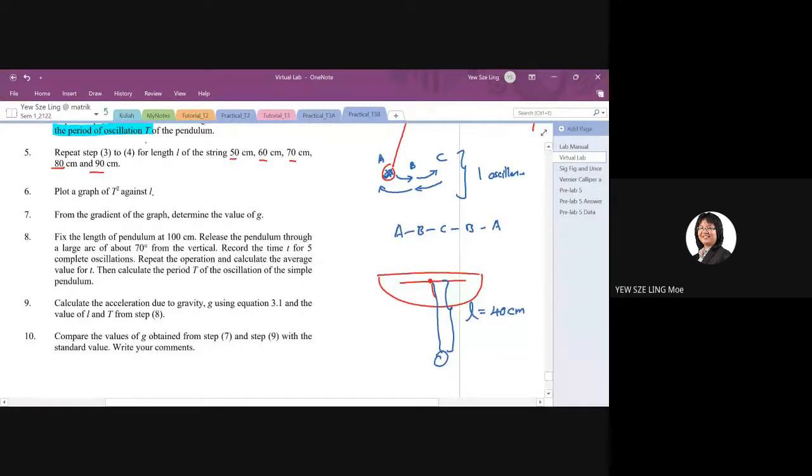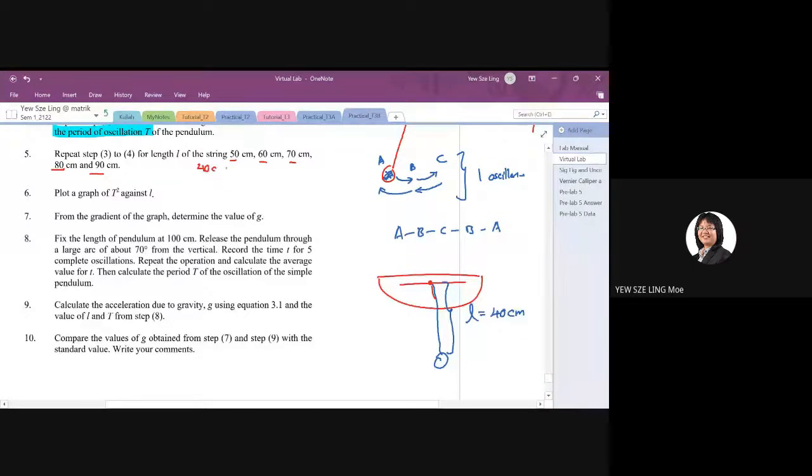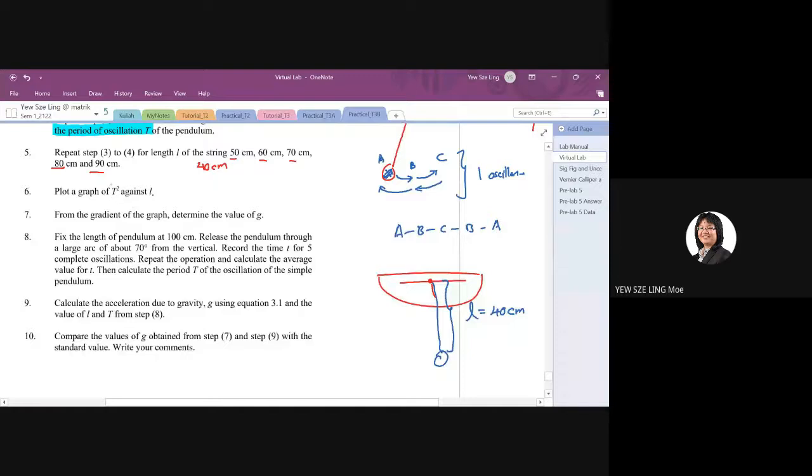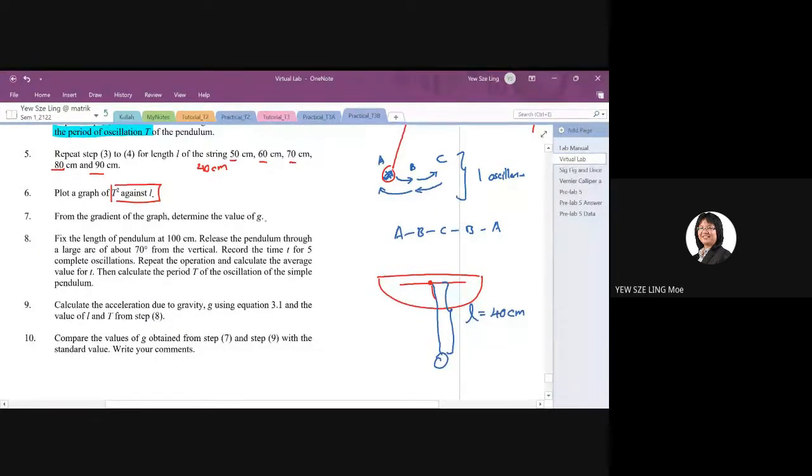So repeat steps 3 and 4 to get readings, the T for 50, 60, 70, 80, and 90. So altogether, you have 6 sets of readings, including 40 cm. Okay, and then plot the graph of T square against L. From the gradient of the graph, you determine g. So this is the first g.